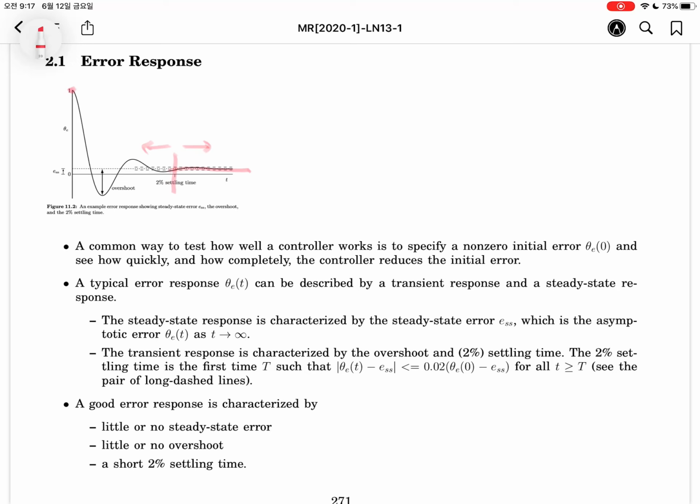The overshoot is defined from the equilibrium point to the maximum or minimum. The first peak will be used to obtain the maximum overshoot.